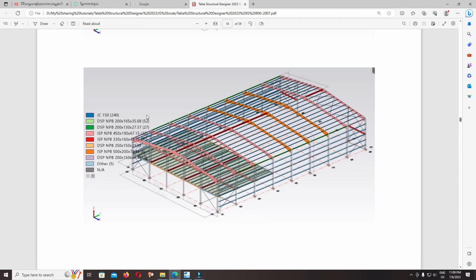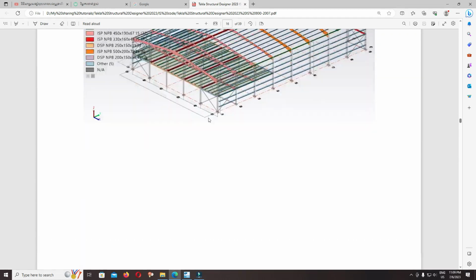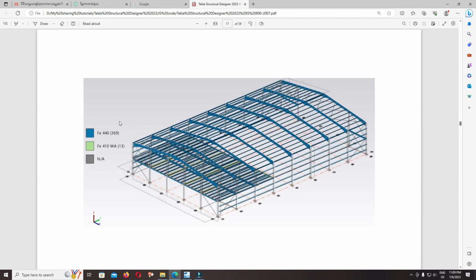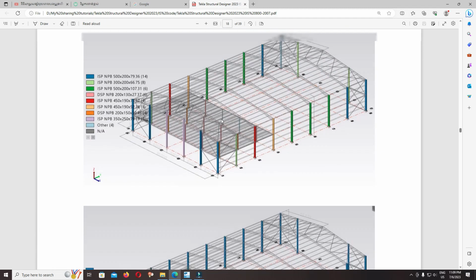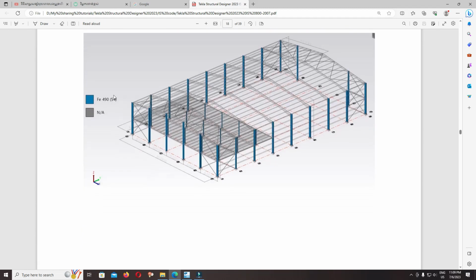The cross section. The design strength of the steel rafter, and section for the column, and design strength for the column.